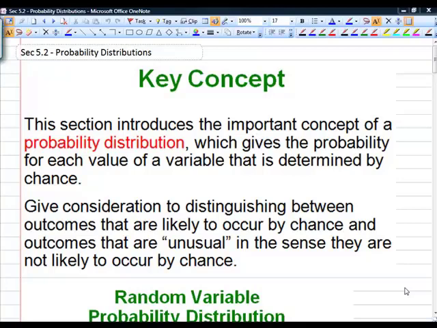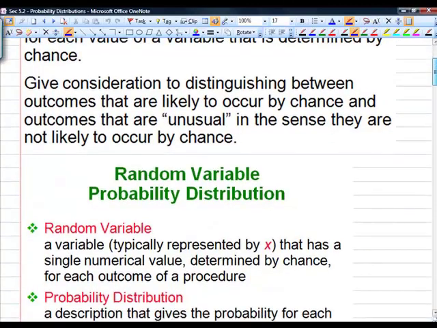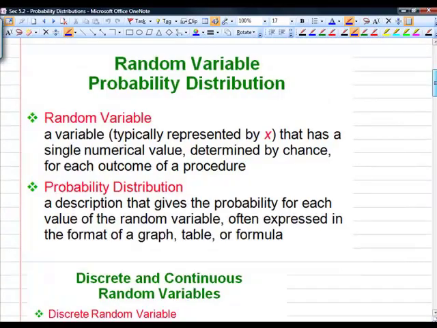Section 5.2 is probability distributions. This is where we create our probability distribution. It gives the probability for each value of a variable that is determined by chance. This variable is called our random variable. We're also going to look at what we consider to be usual and unusual values.